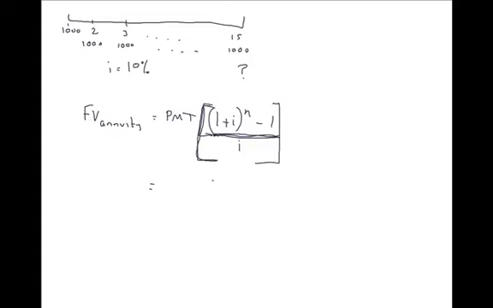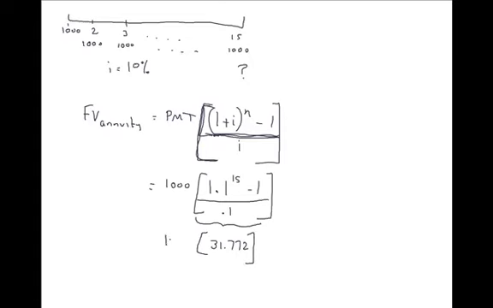So using the equation, my payment would be $1,000. My rate, or i, is 10%, so it's 0.1, so 1 plus 0.1. My n would be 15, subtract my 1, and then divide by my rate of 0.1. This interest factor, if I did all my math right, is 31.772. Then I would multiply that by the $1,000 payment, and that should give me the future value of the annuity, or $31,772.